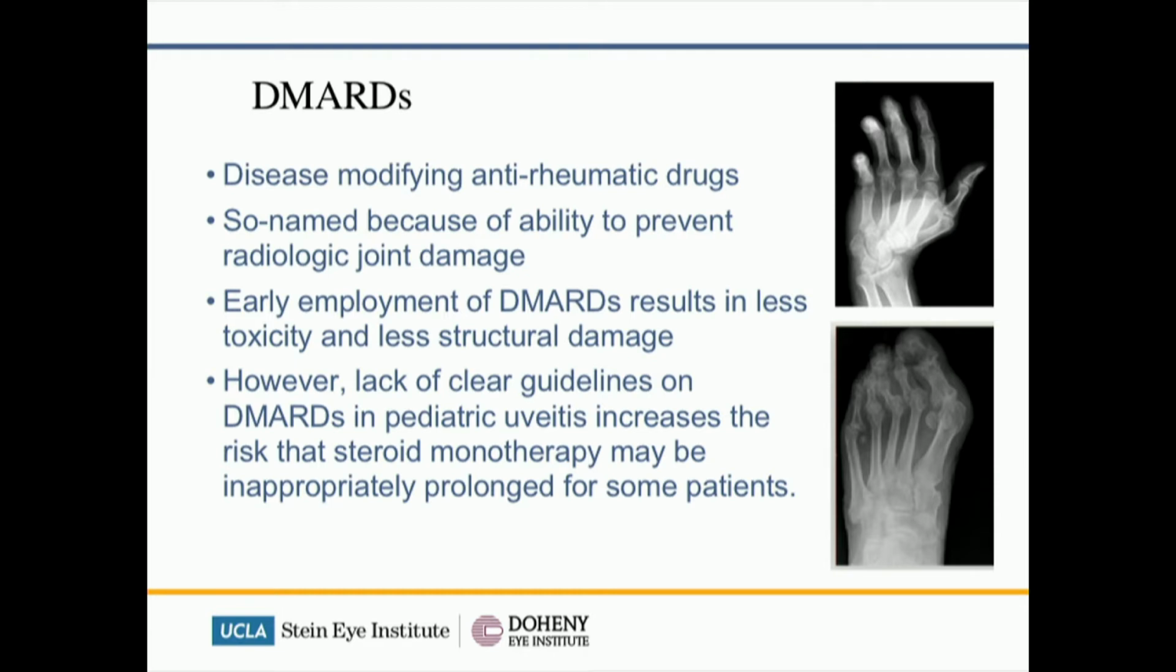We don't have specific guidelines to say when DMARDs should be employed in pediatric uveitis. And I think because of that, and also probably because of inappropriate screening or maybe the unavailability of uveitis specialists that take care of these kinds of children, we risk that steroid monotherapy gets inappropriately prolonged for these kids, and then they get complications from the steroids in addition to complications of the uveitis.